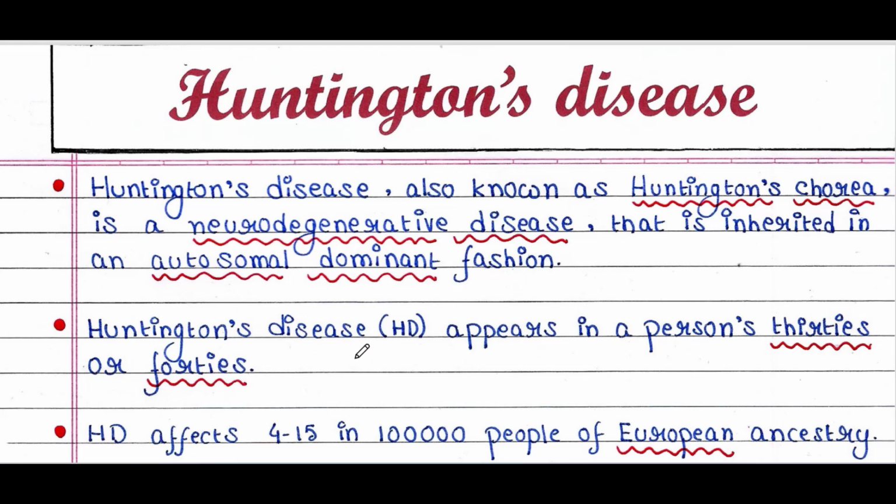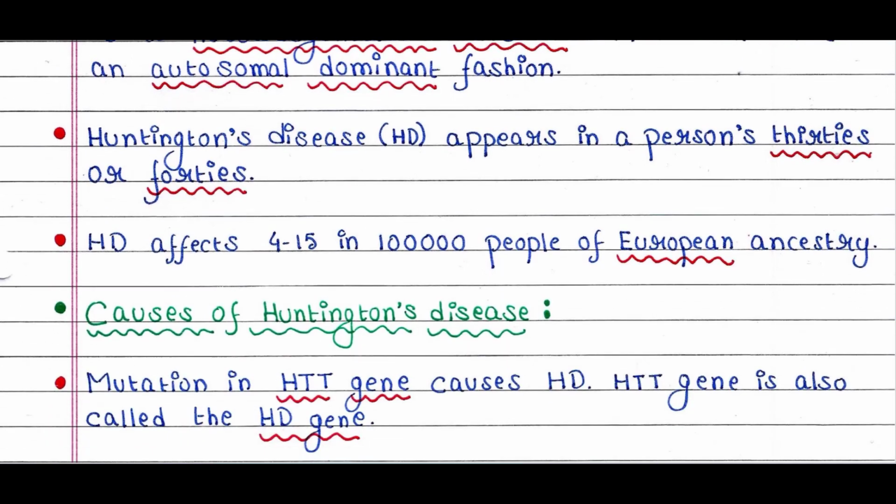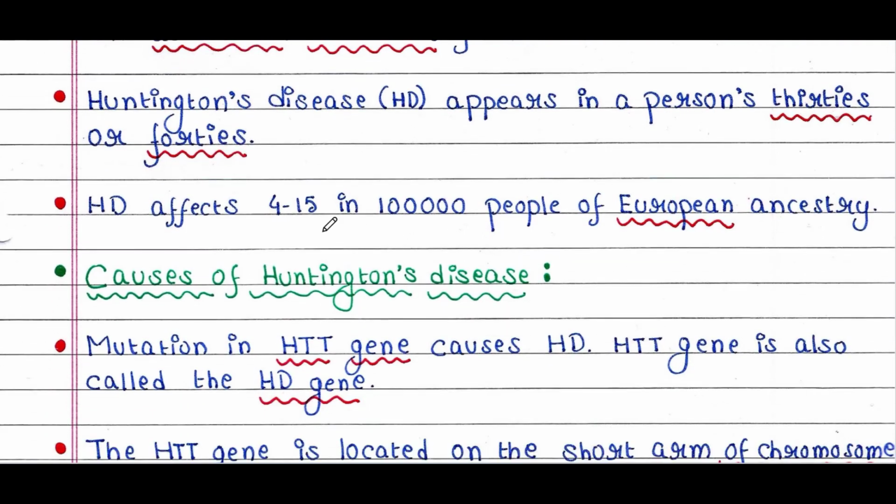Huntington's disease, or you can say HD, appears in a person's 30s or 40s. HD affects 4 to 15 in 1 lakh people of European ancestry. Let's see some causes of Huntington's disease.